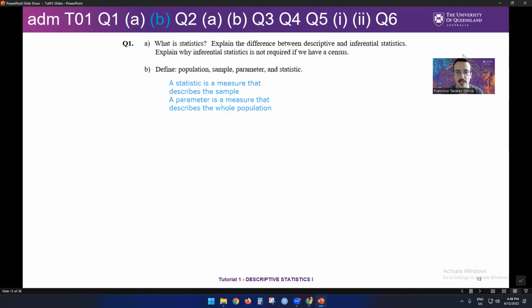Would you, or someone else, like to have a go at parameter and statistic? Oh, it's there already. Let me read. A statistic is a measure that describes the sample, and a parameter is a measure that describes the whole population. Yes, that's correct. Are they connected, parameter and statistic? Are they usually connected?